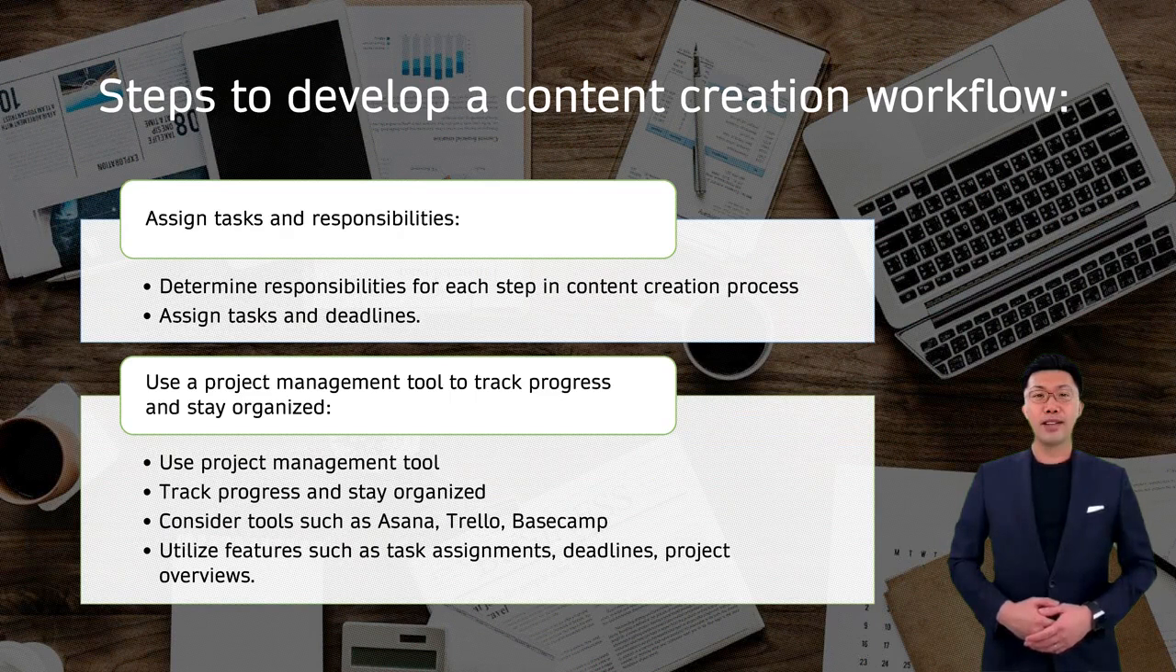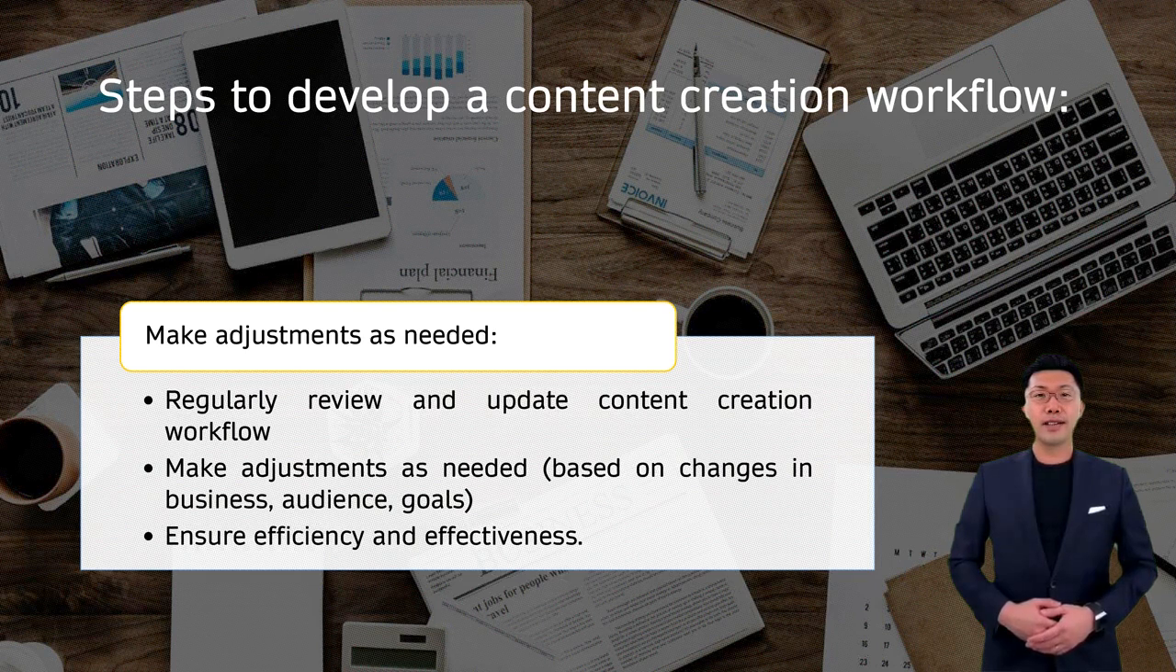The third step is to assign tasks and responsibilities. Determine who will be responsible for each step in the content creation process and assign tasks and deadlines accordingly. Step 4 is to use a project management tool to track progress and stay organized. A project management tool can help you to keep track of progress, assign tasks, and stay organized. There are many different project management tools available, such as Asana, Trello, and Basecamp, which offer features like task assignments, deadlines, and project overviews.